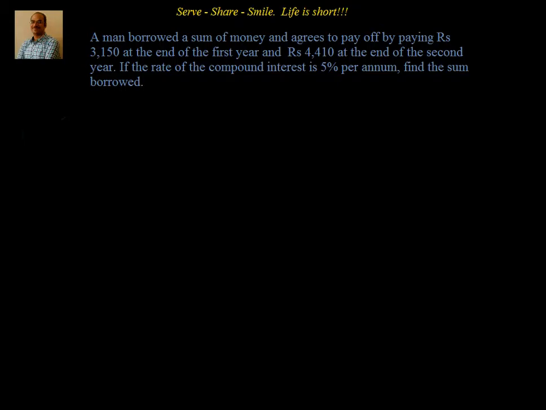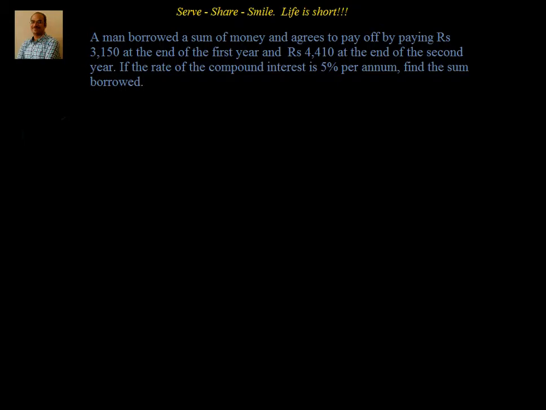So, this is a problem in which the man is not finishing the transaction at the end of the first year, or directly paying at the end of the second year, but he is doing part payment. That means he is paying part of the amount at the end of the first year and the remaining amount at the end of the second year. So this is the scenario. Let's try to understand these three scenarios so that it will become easy for us to approach the problem.